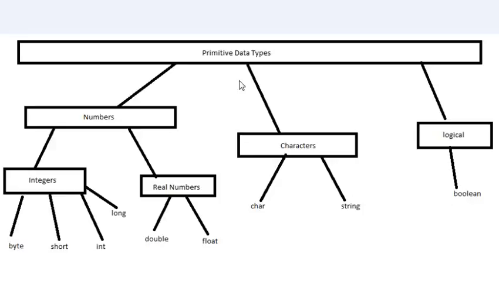Last but not least, we have logical. Under logical we have Boolean, which is a data type that can hold a value of true or false. You'll find this very useful when you start making programs. So take a look at this chart and make sure you remember all of this. We're going to be working with these data types in the next tutorials.